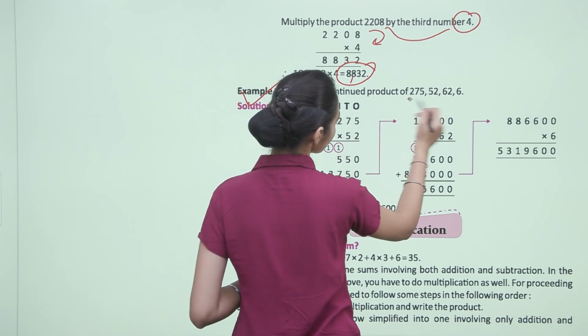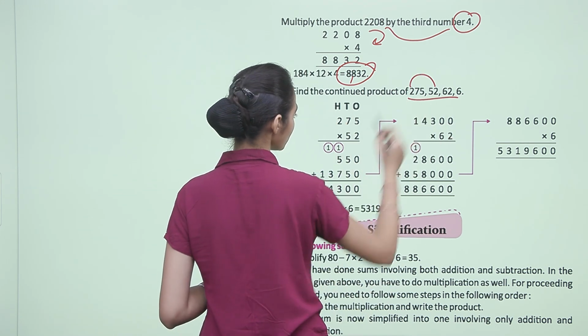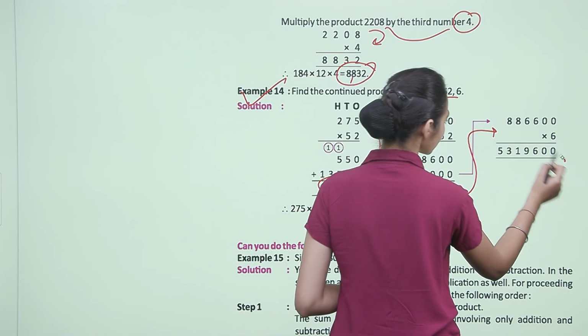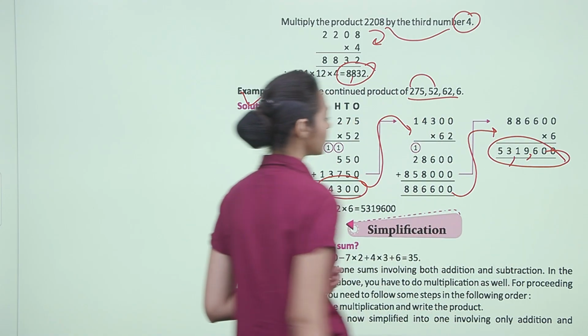Similarly, here we have to find the continued product of these numbers. Firstly we multiply it by 52. This is our answer. Then we multiplied by 62, and then we multiplied by 6. So this is our final product.